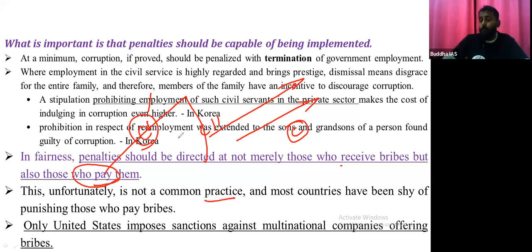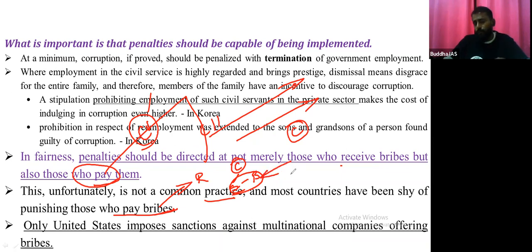That is, punishing the bribe giver is not the common practice, and most countries have been shy of punishing those who pay bribes. The major reason is in majority of the countries, these are developing countries where citizen is at the mercy of the state. For example, subsidies or any benefit oriented scheme. So here, coercive corruption is very high. So they are not punishing.